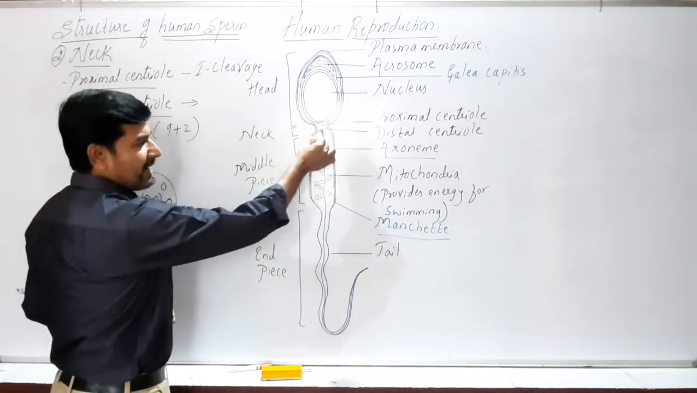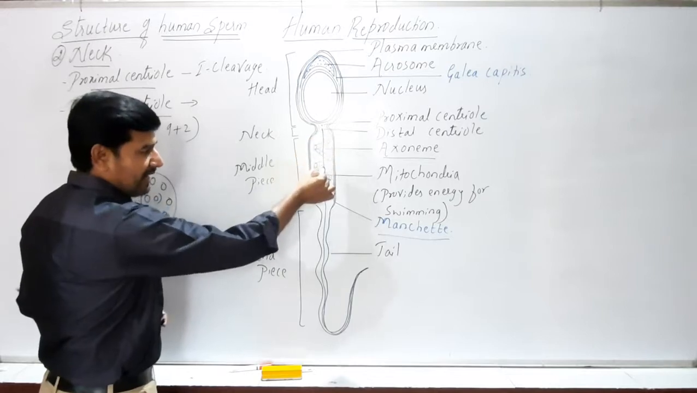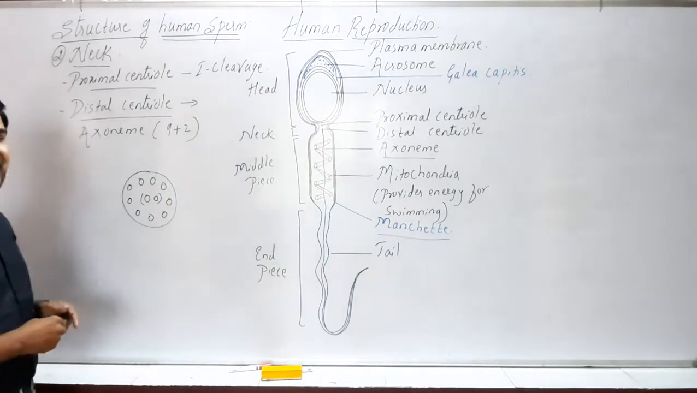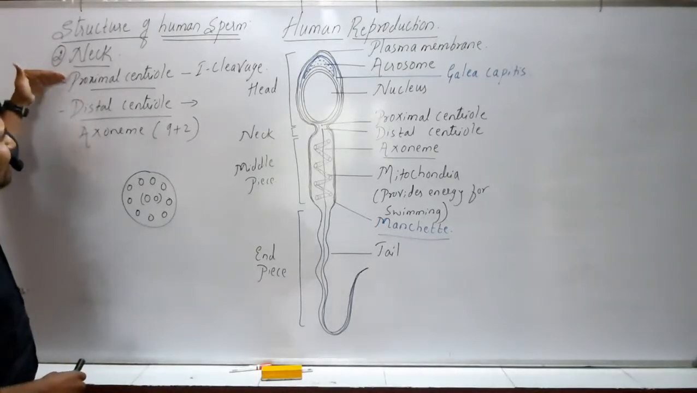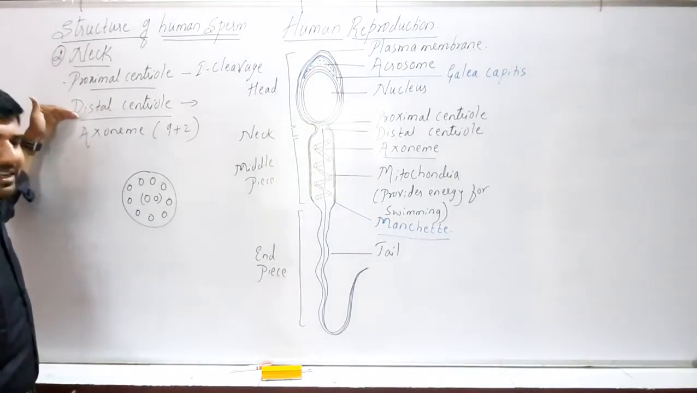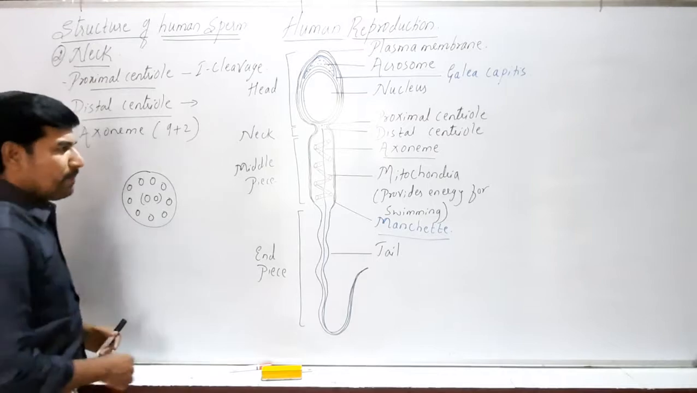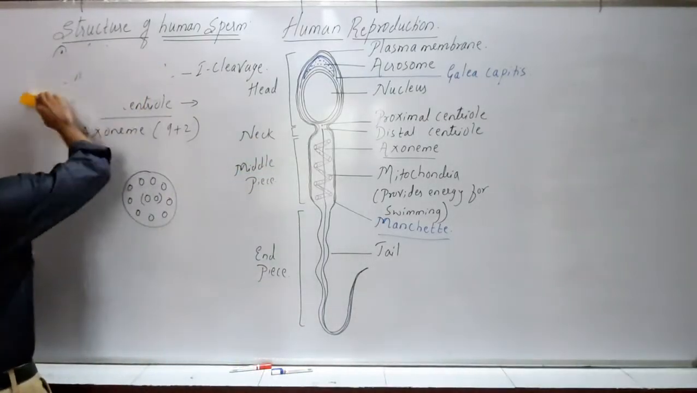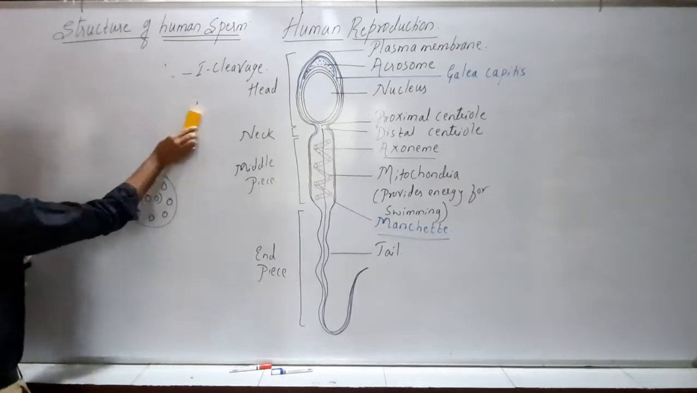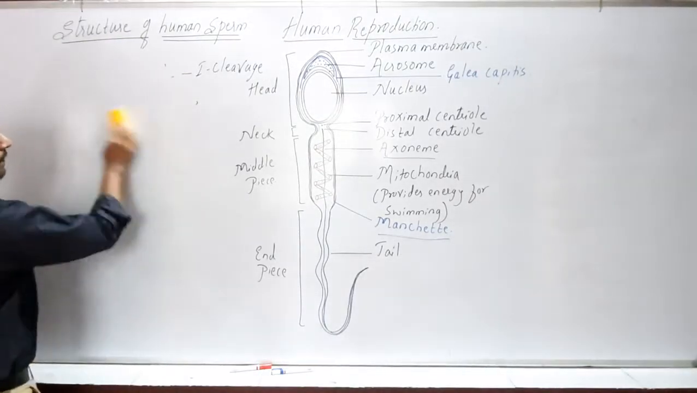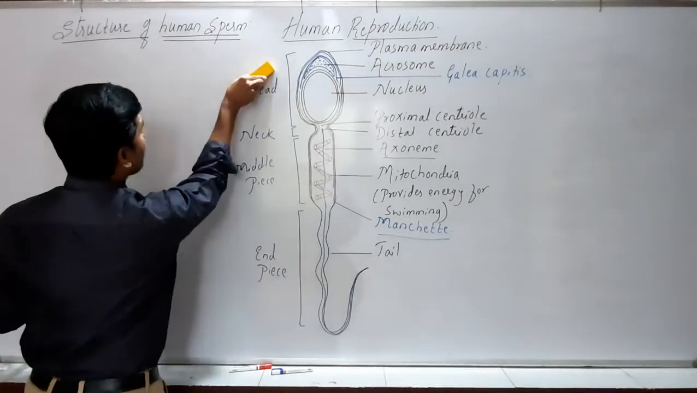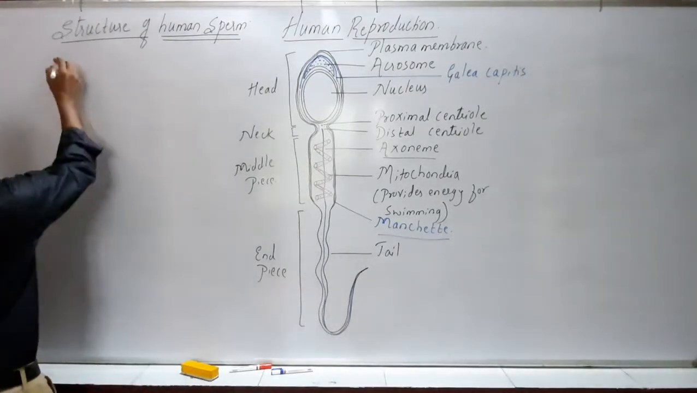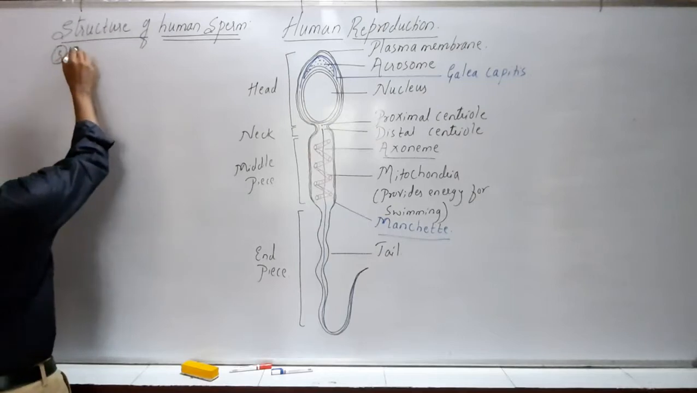This axoneme arises from the distal centriole and extends from the middle piece to the tail piece. So this is regarding the function of the proximal centriole as well as the distal centriole in the neck part of the sperm. Then we'll move on to the next part. The third part of the sperm is the middle piece.